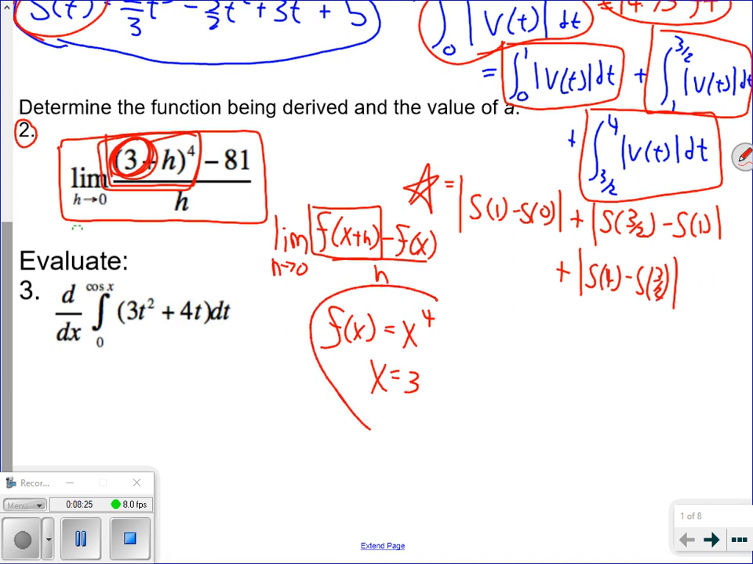And you can take the derivative of x to the 4th and plug in 3, but all we were trying to do there was just determine the function and the value being derived. And just a little bit more clarification, a little bit more proof, 3 to the 4th power is 81, so we have that clarity there.